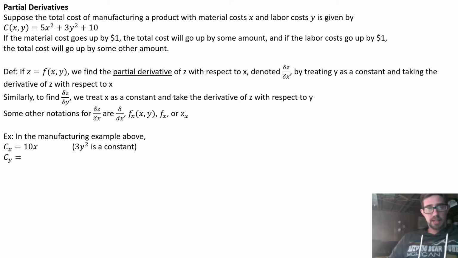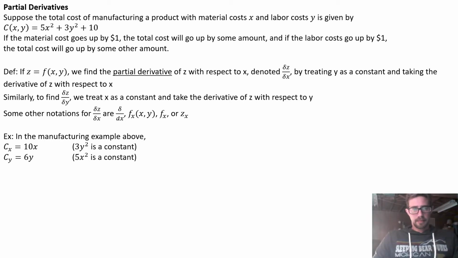Do C sub y, it's the same exact thing. 5x squared, as far as y is concerned, is just a constant. So it just goes to 0 on the derivative. The derivative of 3y squared is just 6y, right? Power rule. And then the derivative of 10 is nothing. So the derivative of that cost function with respect to y is just 6y. And that's it. See, that's not that hard. It's just something to get used to, just treating the other variable like a constant.